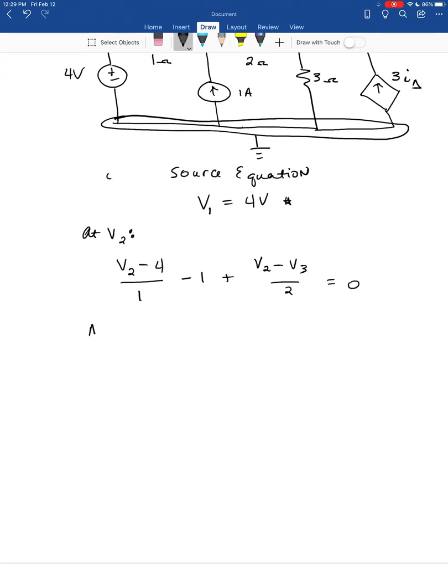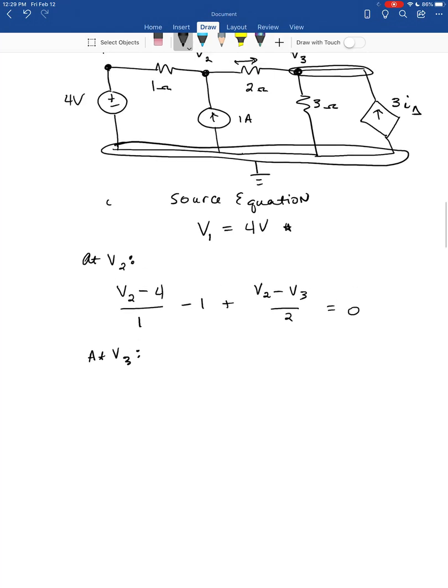Okay, and then at V3, I'll have V3 minus V2 over 2 plus V3 minus 0, which I won't put in, over 3, and then a minus 3 I delta. So note that I just put that dependent current source in exactly the same way I entered the independent current source. The only difference is it's got this controlling variable.